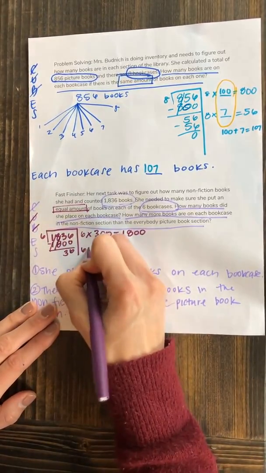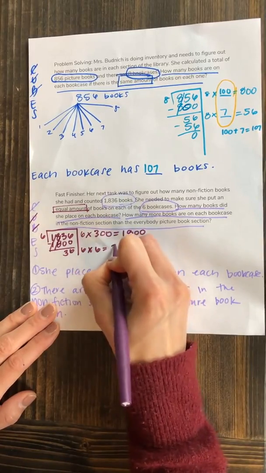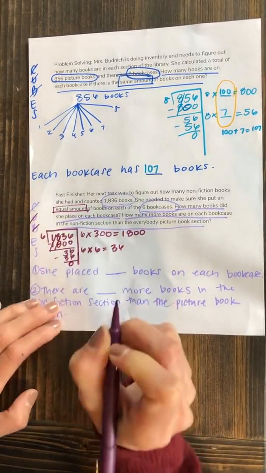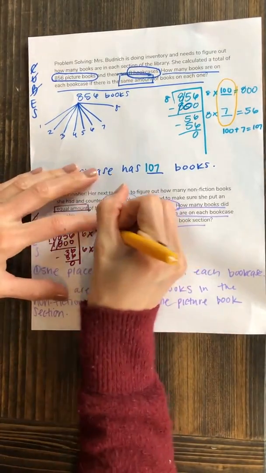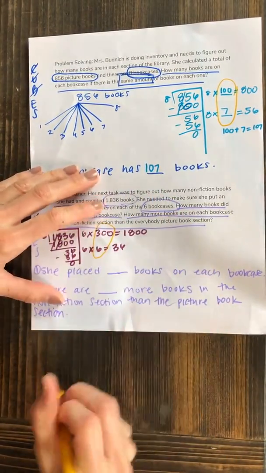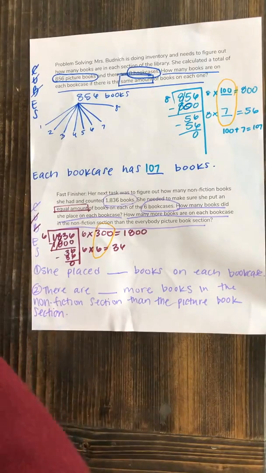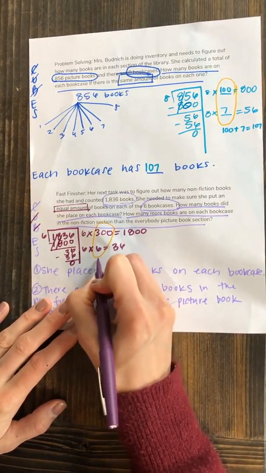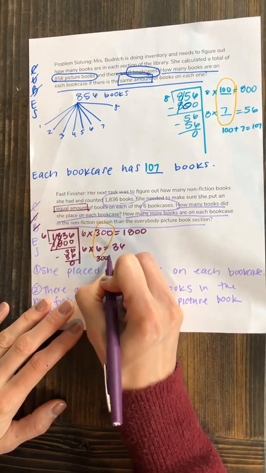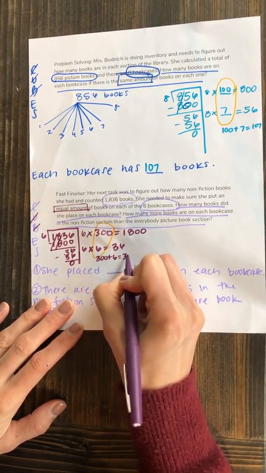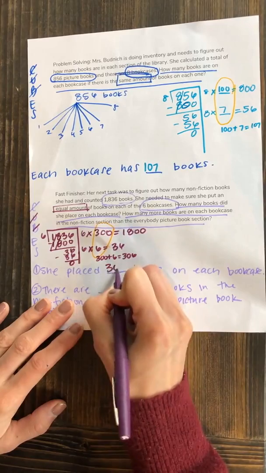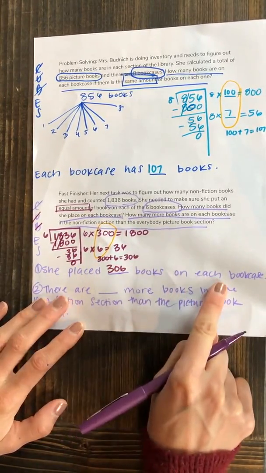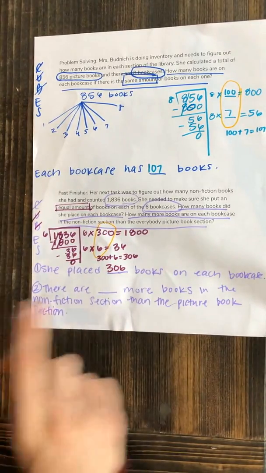And now 6 times 6 is 36. And so that's down to 0. And so again, our quotient here is these 2 numbers added together. So 306 is the answer. Okay? So she placed 306 books on each bookcase, okay? So that's the first part of our question here.